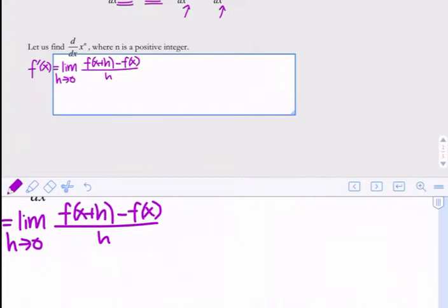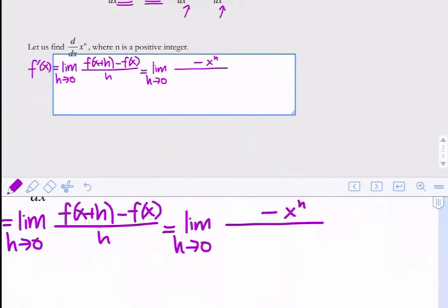We know f of x is going to be x to the n. And we know that f of x plus h is going to be x plus h to the n. I'm going to make sure my n's don't look like h's.